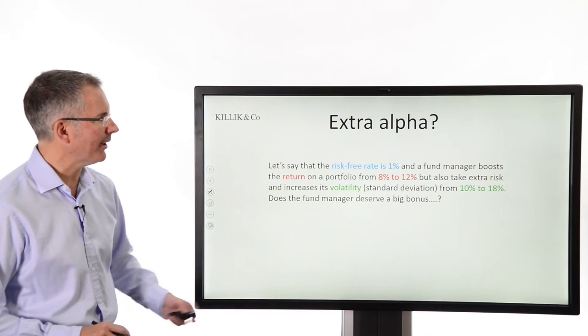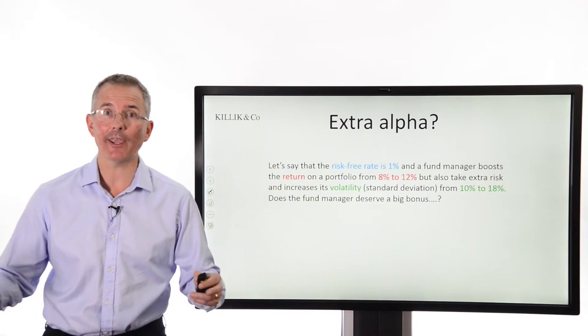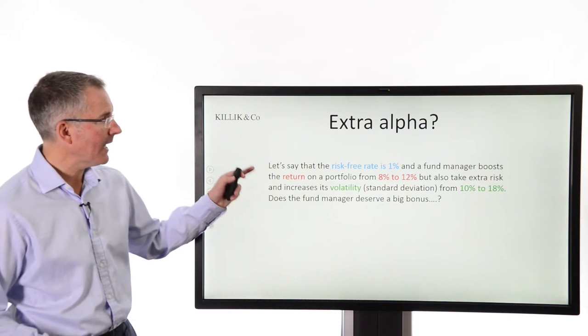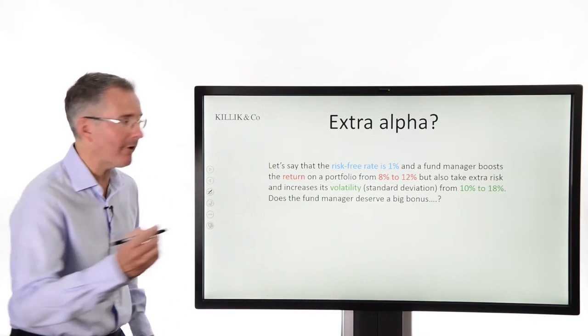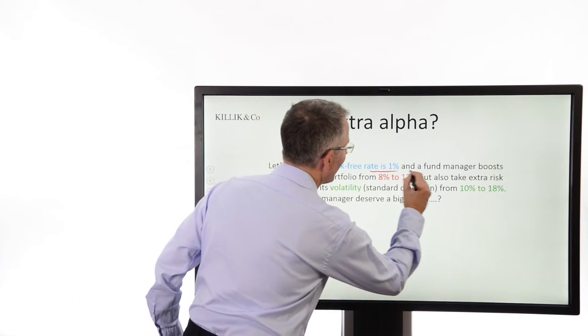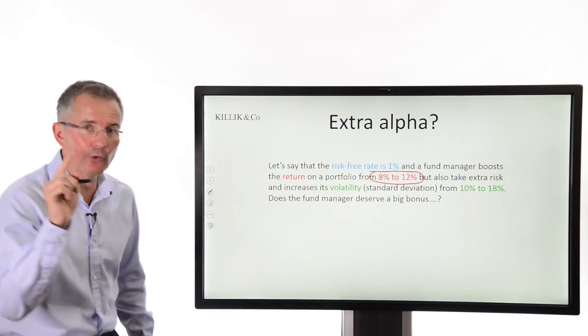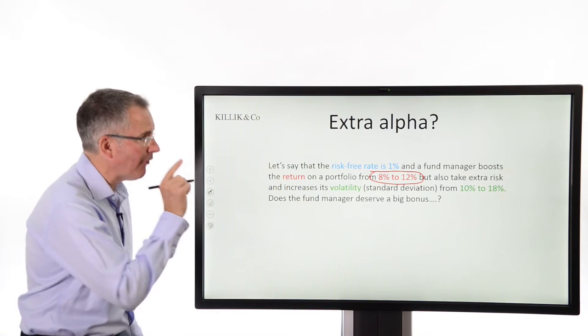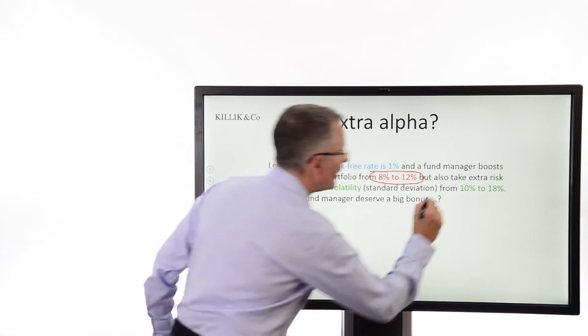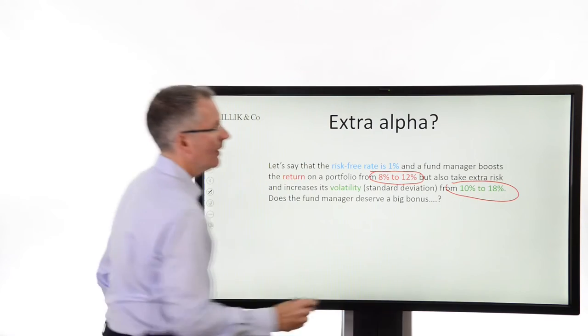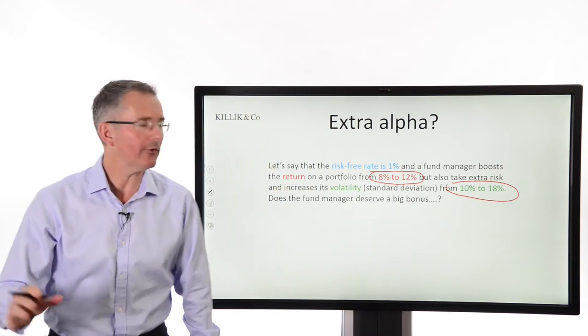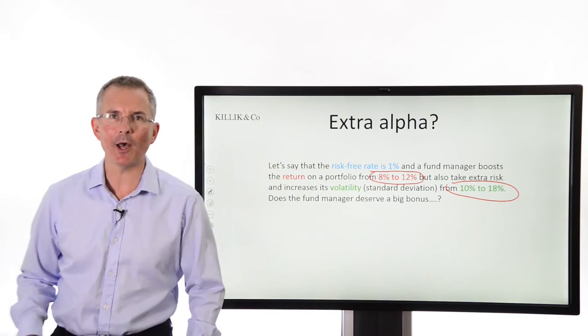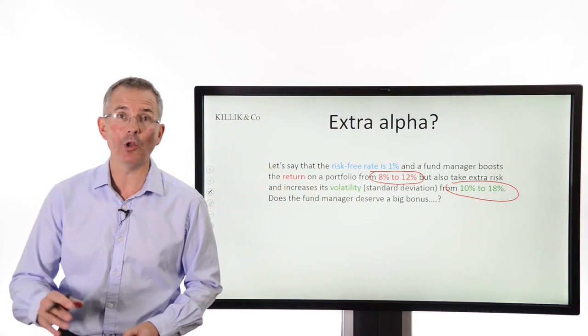Well, let's take the first one first. The risk-free rate is 1% again, for the sake of ease. A fund manager has boosted the return on a portfolio from 8 to 12. That's like a 50% increase. Well done you. But also taken on extra risk, so the volatility has been boosted from 10 to 18%. So increase in returns, but increase in risk. Does the fund manager deserve a bonus? Is it round of applause time or not?